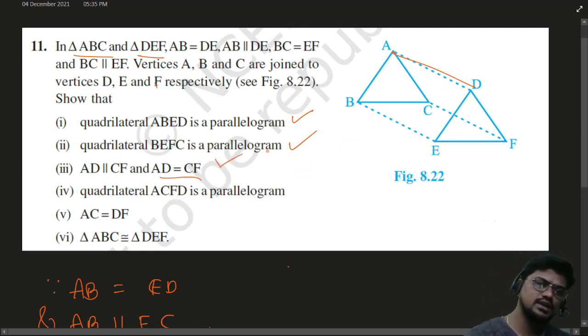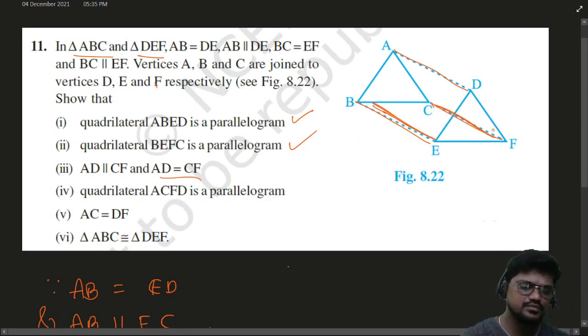After that, quadrilateral ACFD is a parallelogram. Sir, how is AD equal to CF? See, AD is equal to BE. Also, BE is equal to CF. If these two are equal, therefore all the three are equal, that means this is equal to this. Clear?